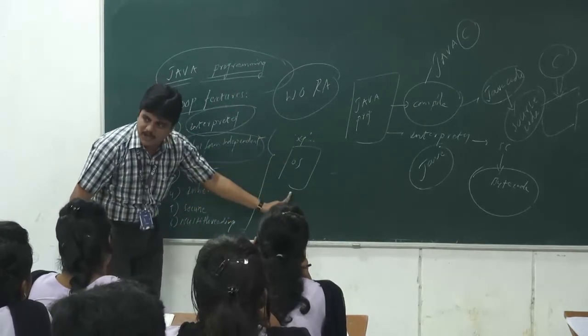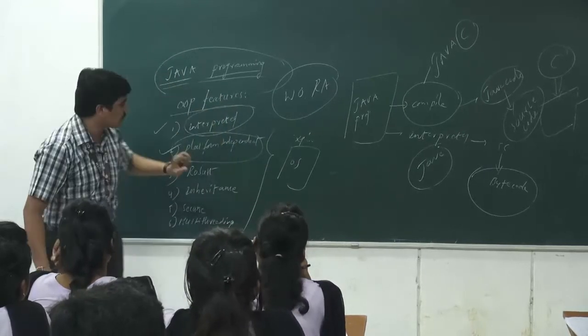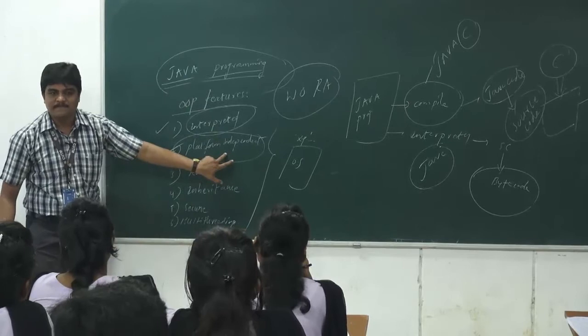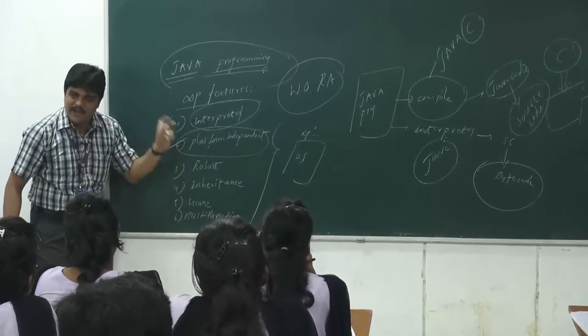So we can compile the program and we can execute the .class file in any other operating system. So that's why here it is called platform independent. Okay, all of you clear this one? Okay, so what does platform mean? It is simply an operating system.